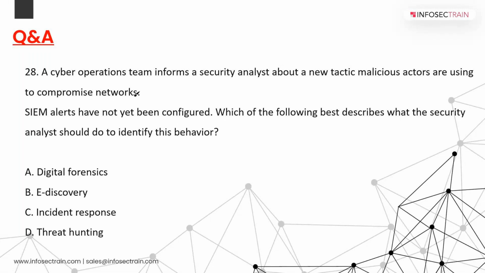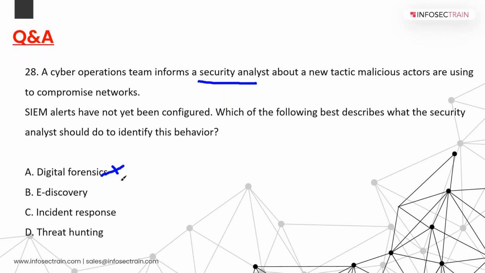So this is a big problem for the security analyst. If SIEM alerts had been configured, we would be getting a lot of information, such as the IP address, and then we could investigate further. But that is not possible here, so digital forensics is not the correct answer. Then comes e-discovery, electronic discovery. This is also a part of digital investigation, digital forensics, and it would also not apply here because the SIEM alerts are not configured.